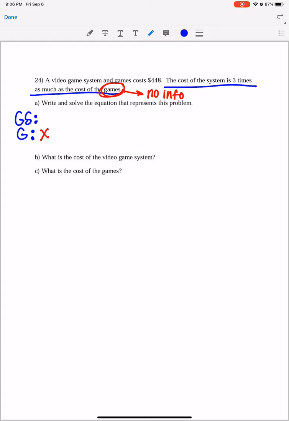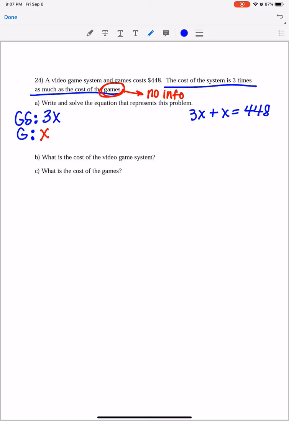So then if I know that the cost of the system is 3 times as much as this game here, my game is X, to cost 3 times as much, that's 3X. And I know this plus this equals my total of 448. So we get 3X. I'm going to scoot this over a little bit. We get 3X plus X equals 448.